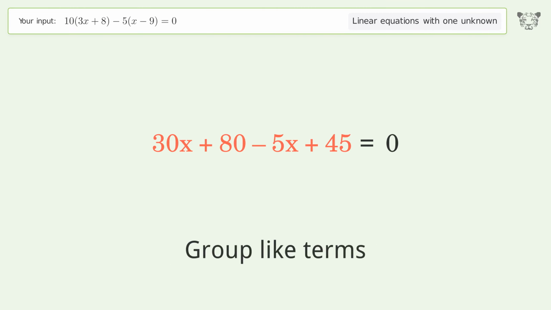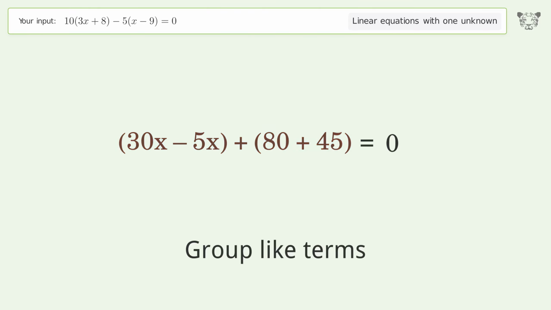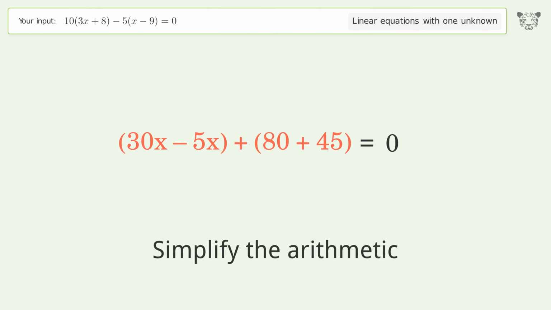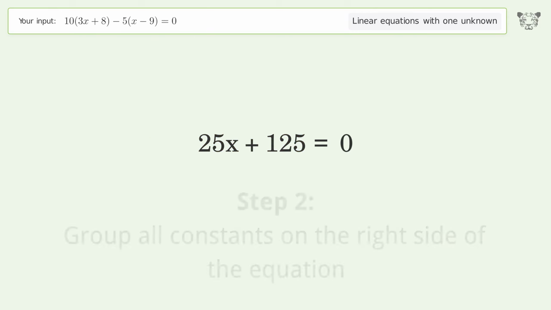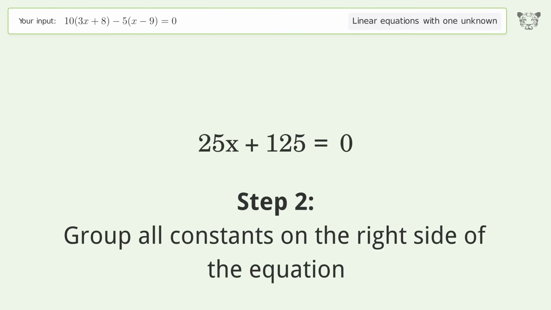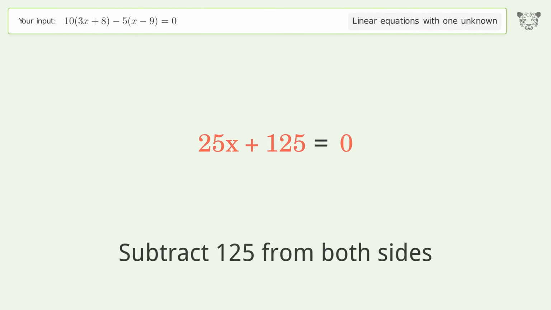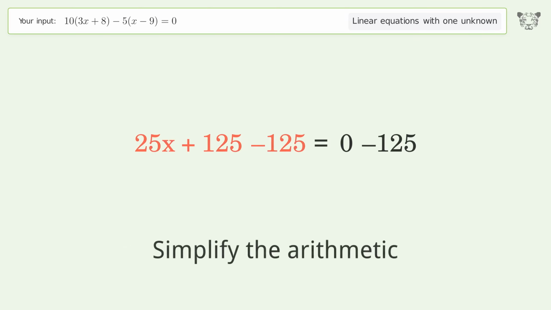Group like terms. Simplify the arithmetic. Group all constants on the right side of the equation. Subtract 125 from both sides. Simplify the arithmetic.